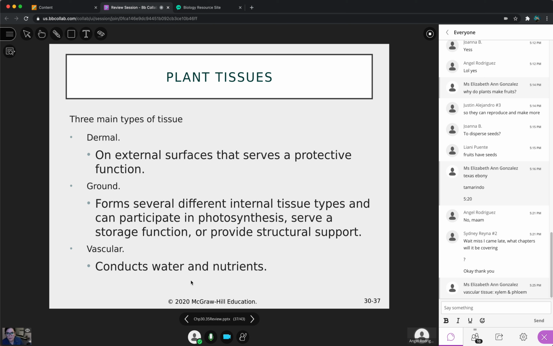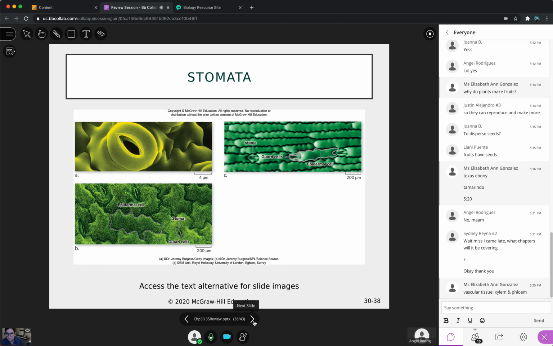Again, back to the 3 main types of tissues. Dermal is on the external part of the plant, and it's a protective layer. Ground is internal, and it helps photosynthesize as well as store food, and also provides structural support. And then the vascular is what we talked about earlier, like the xylem.